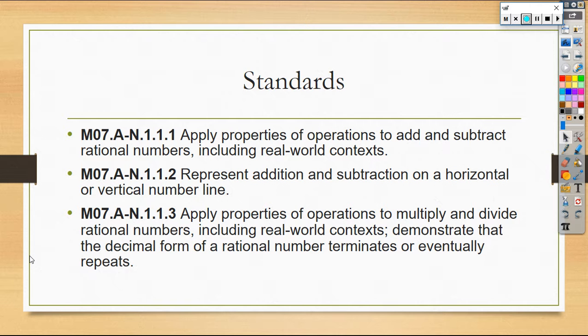Okay, so today's lesson, I'll just repeat myself since I forgot to hit record. We're going to be doing the same two standards, so we'll be applying properties to add and subtract numbers and still using the number line to represent the numbers.